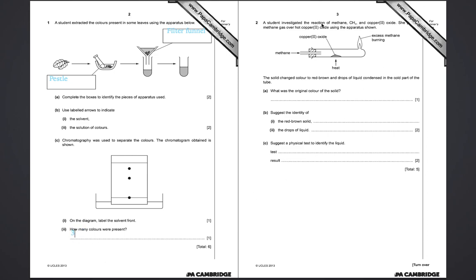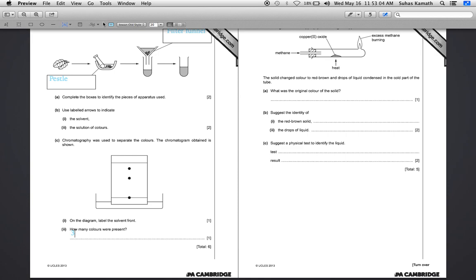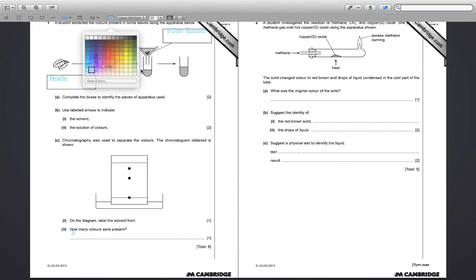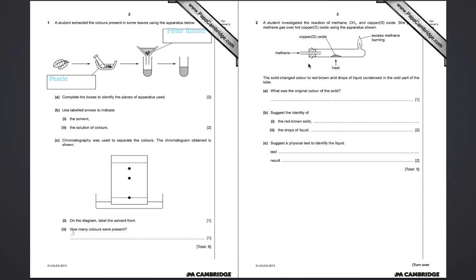A student investigated the reaction. Let me use a different color, sorry. The student investigated the reaction of methane, CH4, and copper oxide. She put methane gas over hot copper oxide using the apparatus shown. The solid changed color to red-brown and drops of liquid condensed in the cold part of the tube. What was the original color of the solid? It would be black.